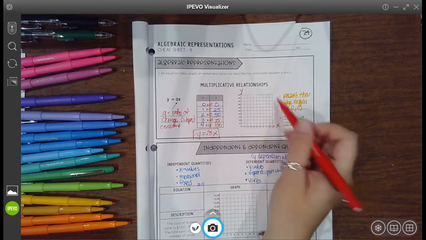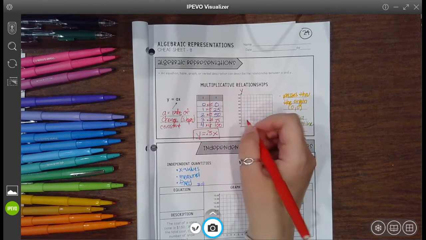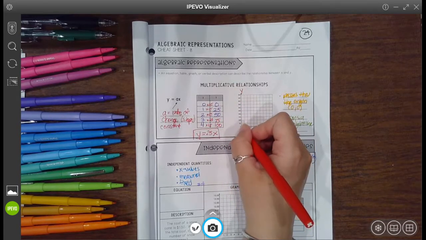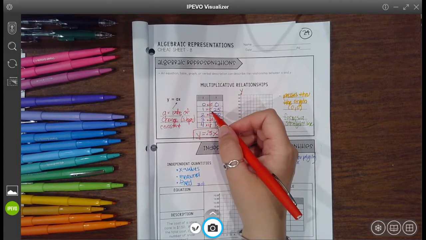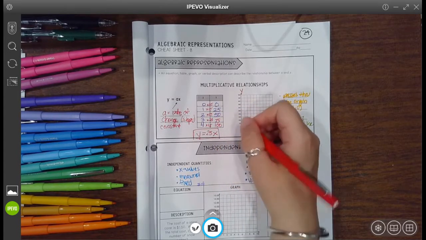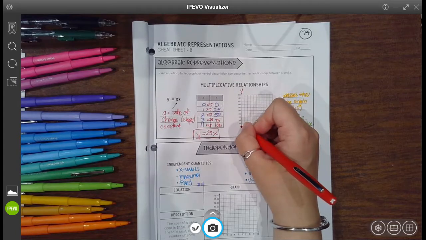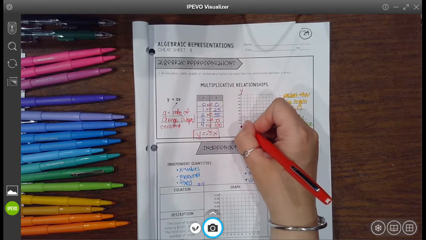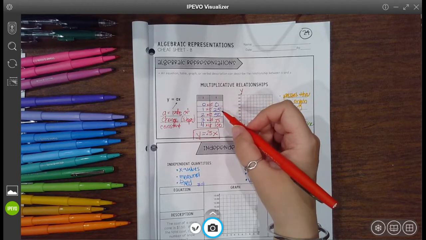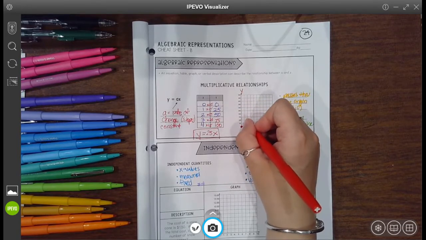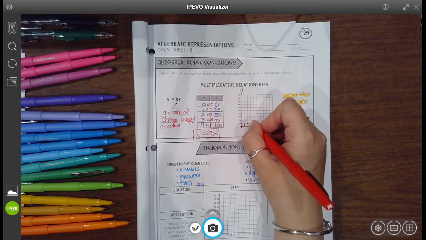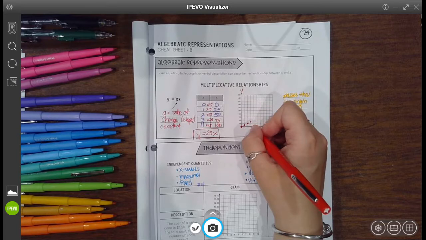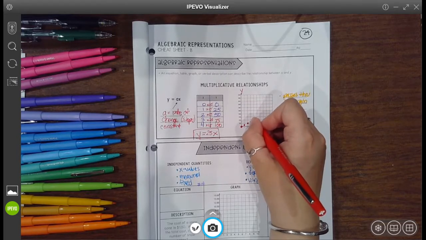If you went to graph this, x goes over nothing and y went up nothing for my first point of 0, 0. For my next point, 1, 25, you're going to go over 1 and up 25, which is halfway between the 50. Okay, and then over 2, up 50. Over 3, up 75, so halfway between 50 and 100. And then over 4, up 100.